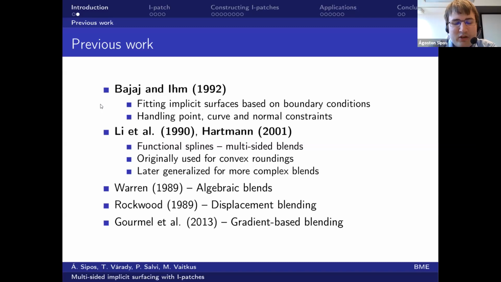Interesting blending methods were introduced, for example, by Warren, Rockwood, and Guchmel et al. I would like to highlight two publications that are particularly important from one point of view. Bajaj and Im investigated fitting an implicit surface on curve and normal constraints, which could be used to fit a patch on an n-sided boundary loop, while Lee et al. and Hartmann developed functional splines, which are directly defined by boundary conditions.